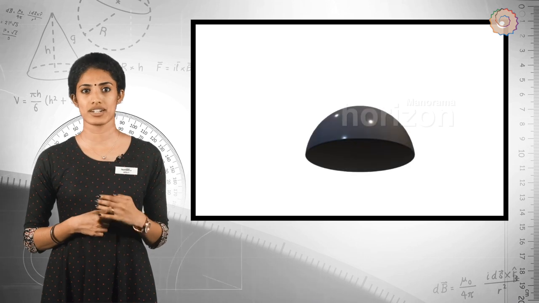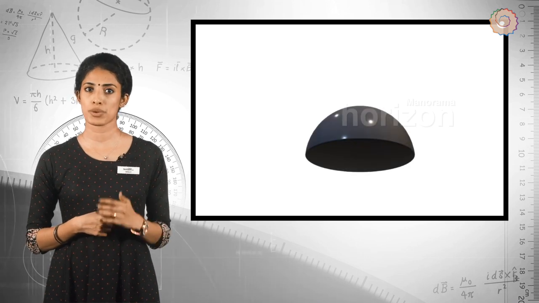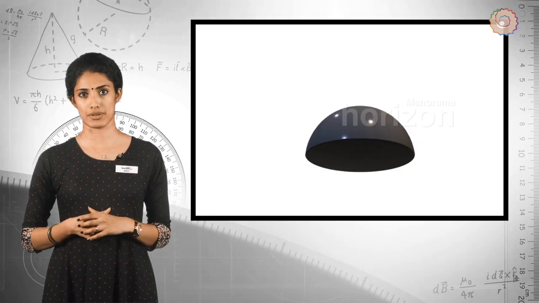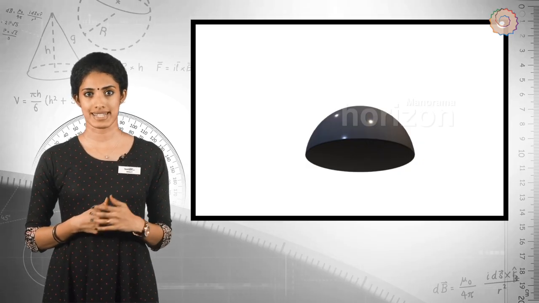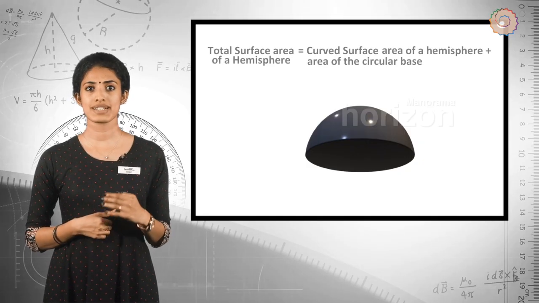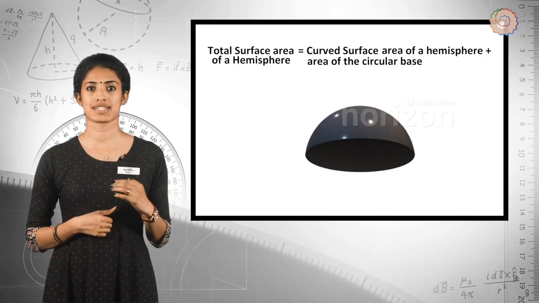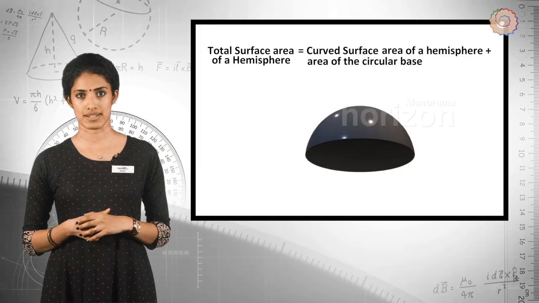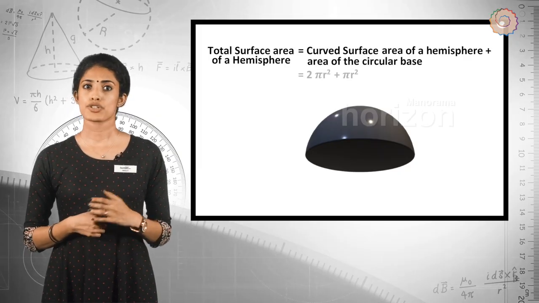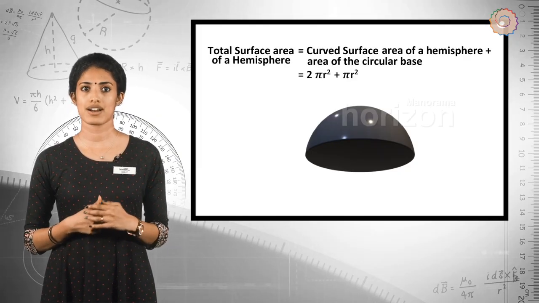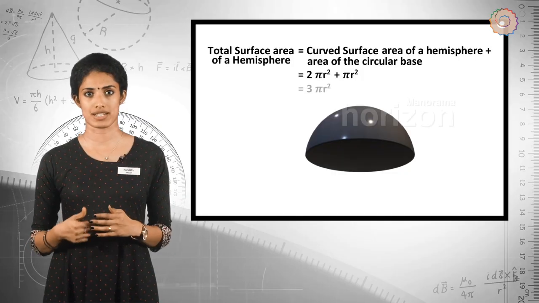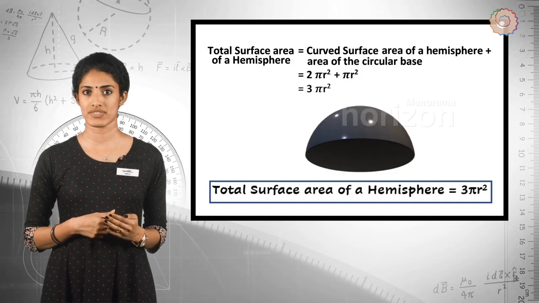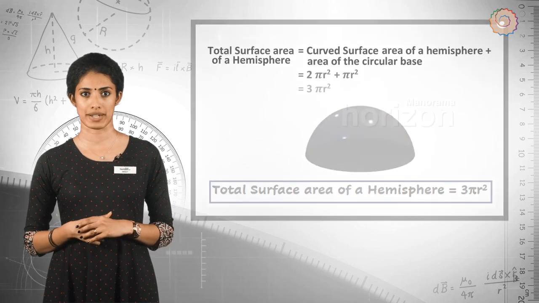Now that we have found the curved surface area, what would be the total surface area of a hemisphere? Let us see how to go about it. As we see the hemisphere, the total surface area should be equal to the sum of the curved surface area and the area of the circular base. That is 2 pi r square plus pi r square, which is equal to 3 pi r square. Therefore, the total surface area of the hemisphere is equal to 3 pi r square.